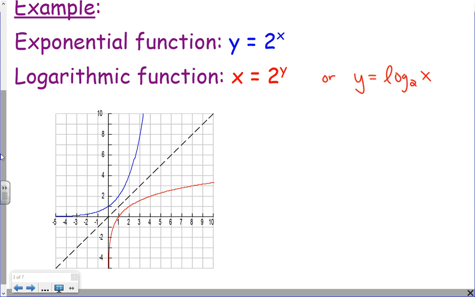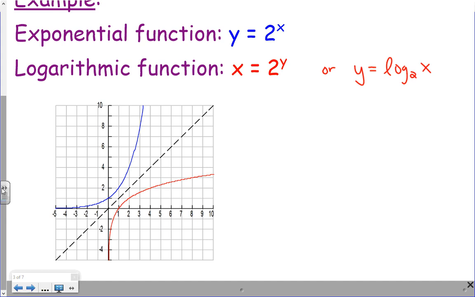So that's another way we can recognize that we've got an inverse, if we've got symmetry across the line y equals x. And that's what we've got here. So your exponential function and your logarithmic function are inverses of each other. With that information, we can then start to relate some of the properties we know about exponential functions to logarithmic functions.